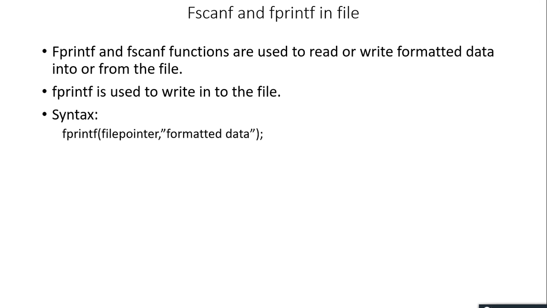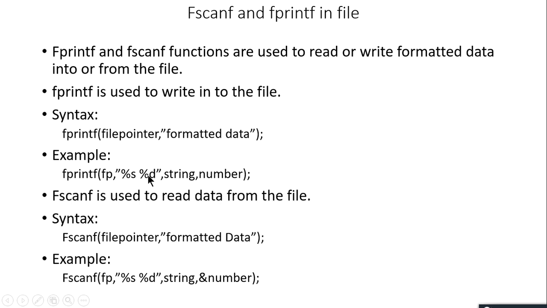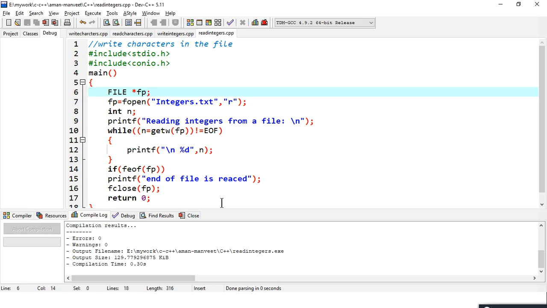fprintf is used to write into the file. This is the way. You have to put a file pointer fp here, then the formatted data inside the double quotes, and the data will be stored. For example, for strings we use %s, for integer we use %d, and so on, and same for fscanf as well. Okay, so let's try to do this now in the program.